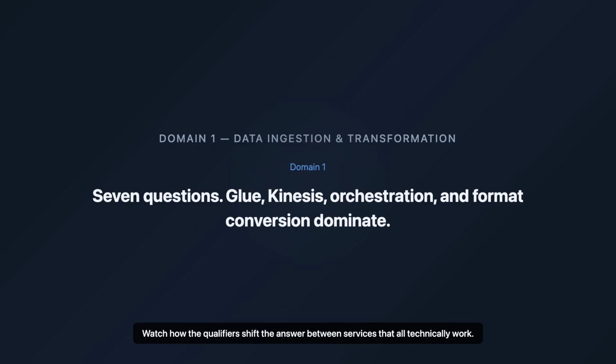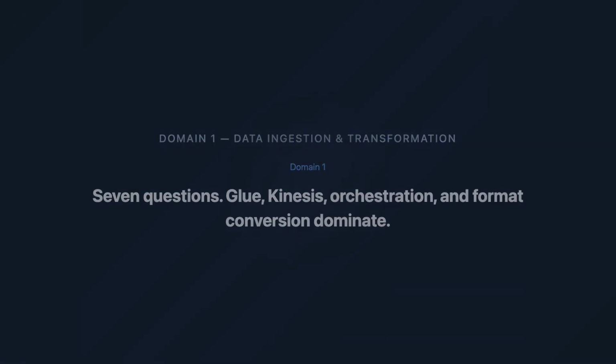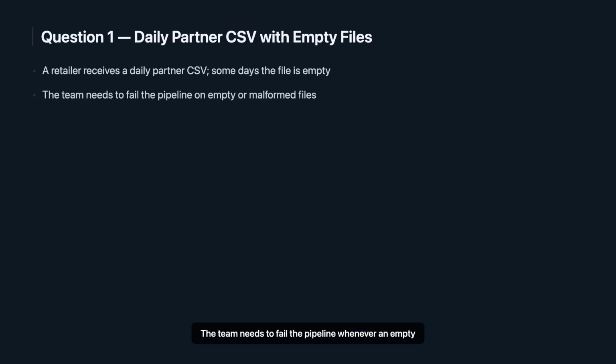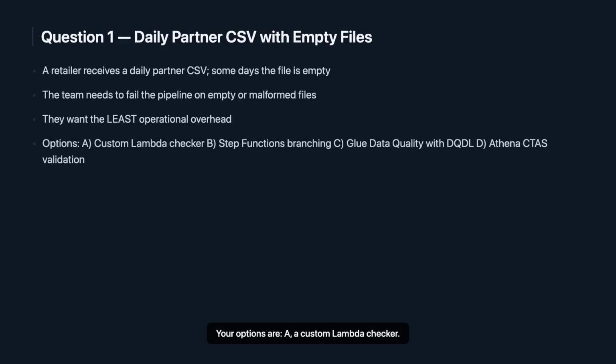Watch how the qualifiers shift the answer between services that all technically work. Question 1. A retailer receives a daily partner CSV file. Some days the file is empty. The team needs to fail the pipeline whenever an empty or malformed file arrives, and they want the least operational overhead. Your options are A.